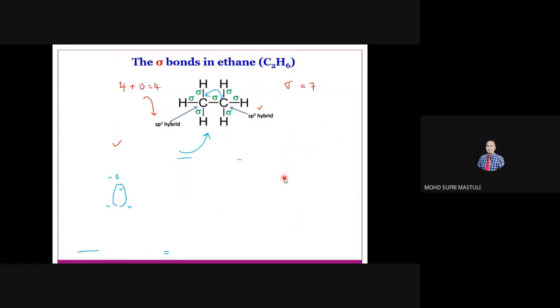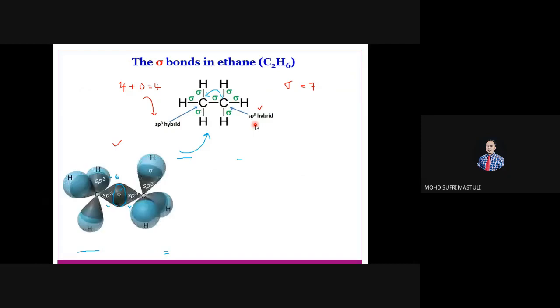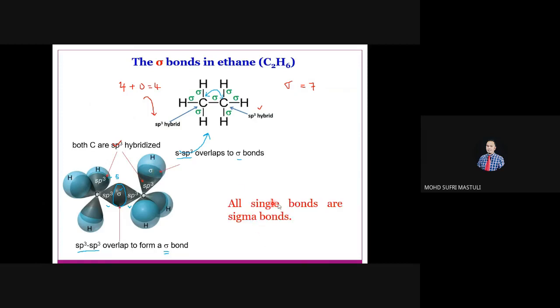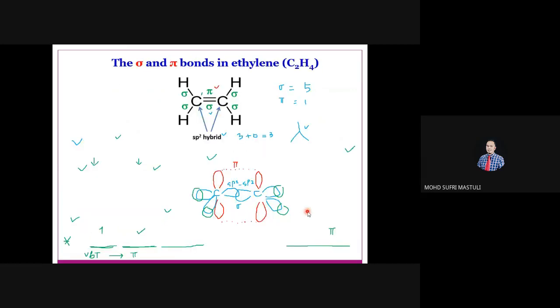Okay. So only the p orbital is involved in the pi component. In this molecule, we should identify how many sigma, and then how the hybridization can be formed, how the hybrid orbitals can be overlapped to form this molecule. You should be able to discuss the overlapping of sp3 with sp3, sp3 with the s orbital to form a sigma. All right. All the single bonds are sigma bonds.